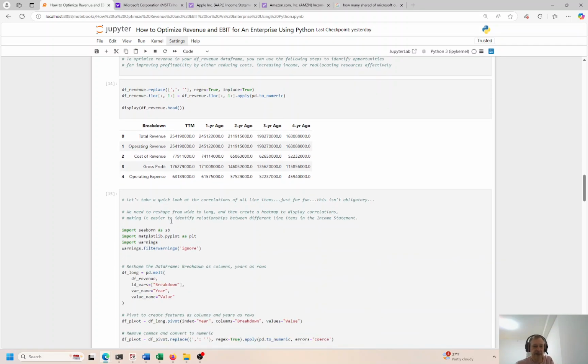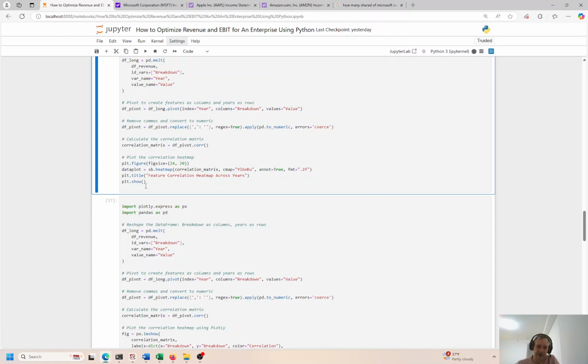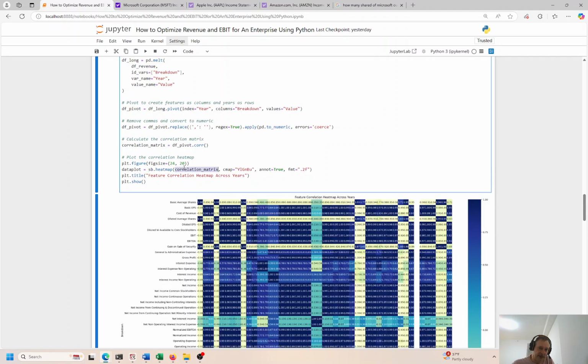So we're going to look at correlations. Now, this isn't totally necessary. It's more of a fun exercise, and it is not obligatory to do this step, but I think it is beneficial, and we can see why in just a moment. I think this is helpful to do this type of analysis and to look at the data from this perspective. So we're going to go ahead, pivot the data, and then create a correlation matrix right here. df_pivot.corr() is going to help us create the correlation plot. And we're going to use a seaborn heatmap to go ahead and look at this data.